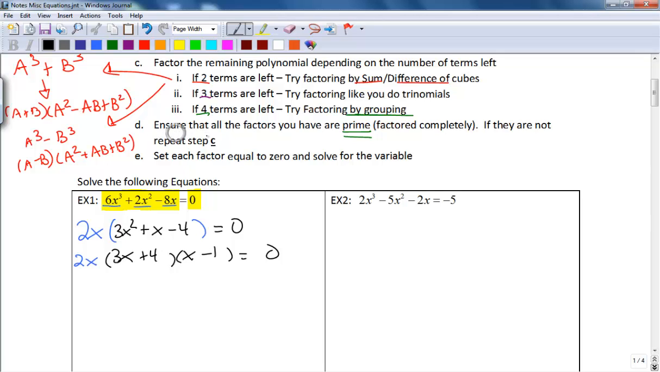Now it says, step D, ensure that all the factors you have are prime. Well, is 2x prime? Yes, I can't factor that further. So is 3x plus 4, and so is x minus 1.